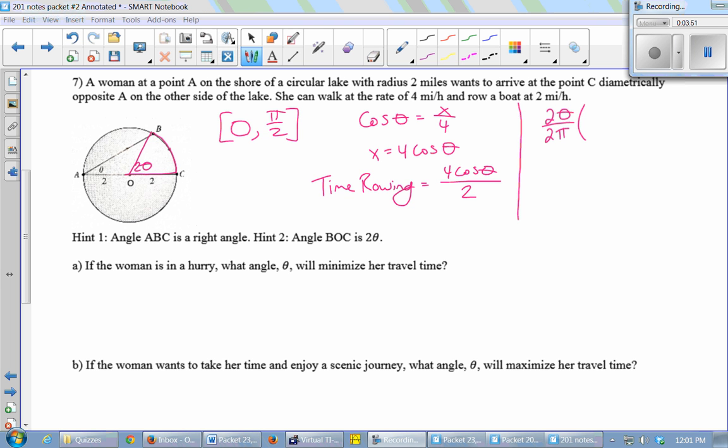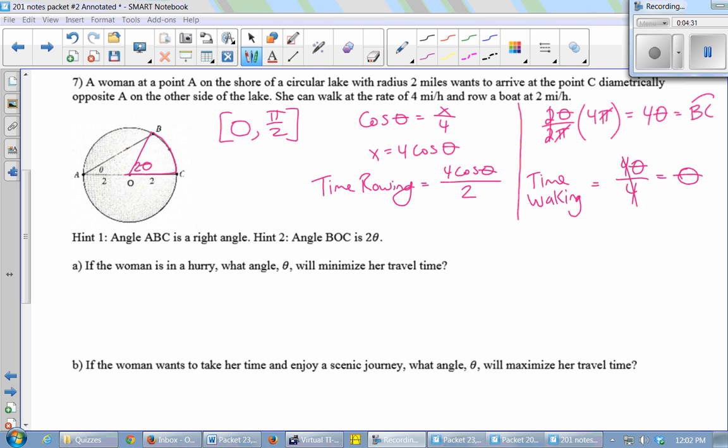So the entire circumference of the circle is pi times the diameter, or 4 pi. So let's see, those 2's cancel, the pi's cancel, and I get 4 theta. That is the length of arc BC. Okay, so then the time walking is equal to the distance walked, which is 4 theta, divided by the speed you can walk, which is 4 miles per hour, and that is theta when the 4's cancel.